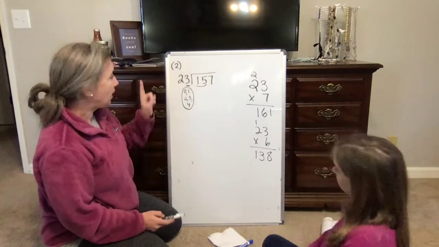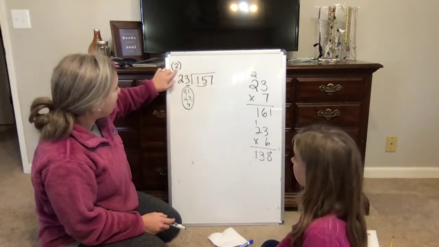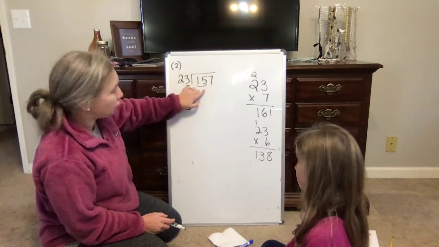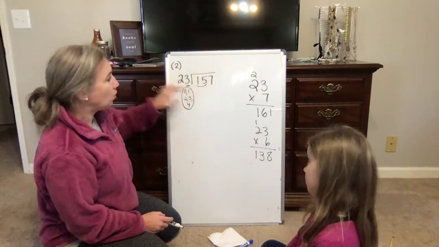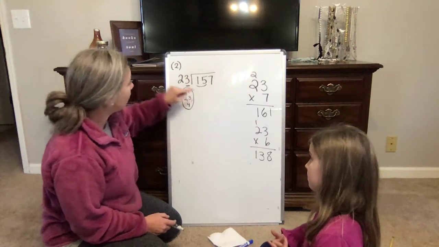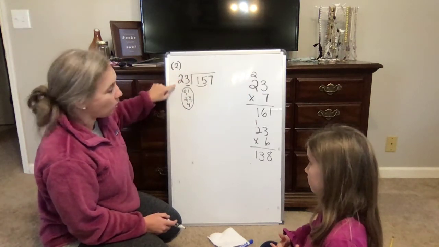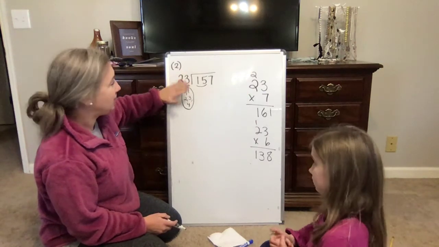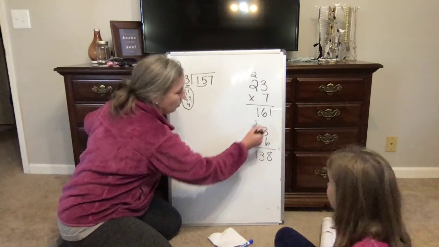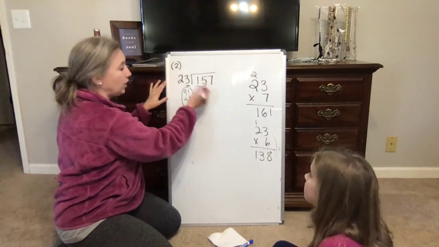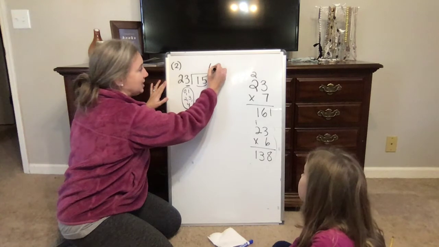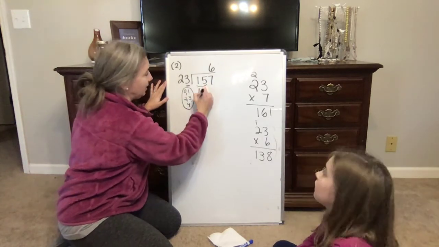Now, what I want you to notice, Kate, is we estimated with a 2, how many times would a 2 go into 15? But when we actually do the multiplication for it, we go back and use this whole number. We don't estimate anymore. So we're going to say 23 goes into 157 6 times, and that's 138.